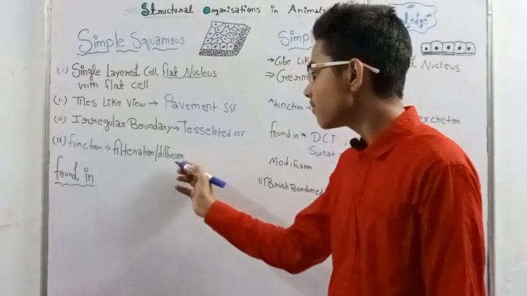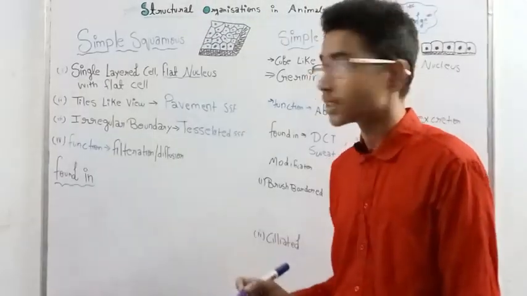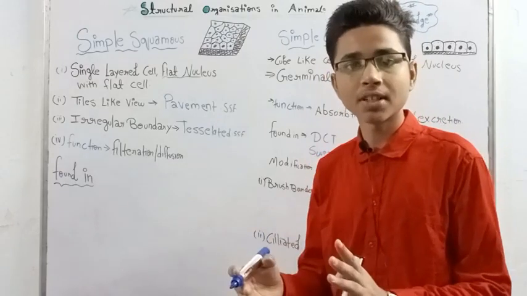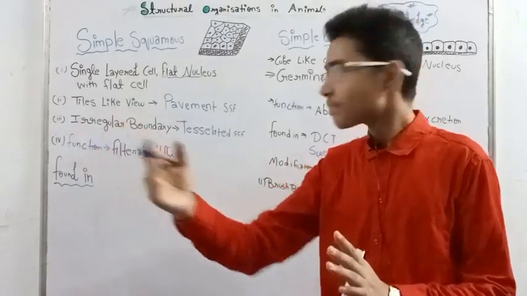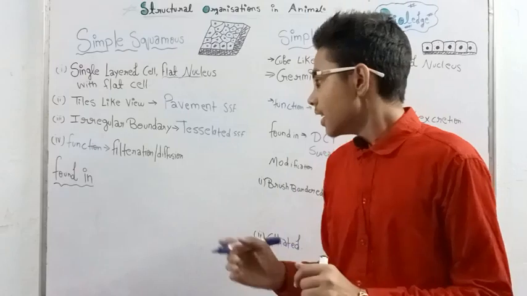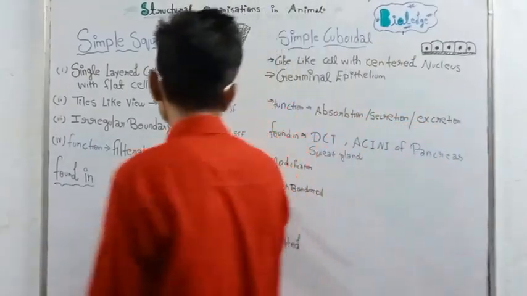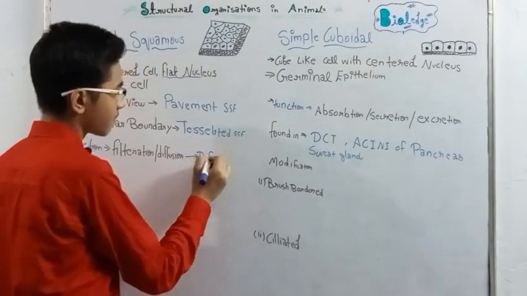Next point, their function is filtration and diffusion. Because they are a very thin lining, they can easily perform the function of diffusion or filtration. Due to diffusion, they are also known as forming a diffusion boundary.